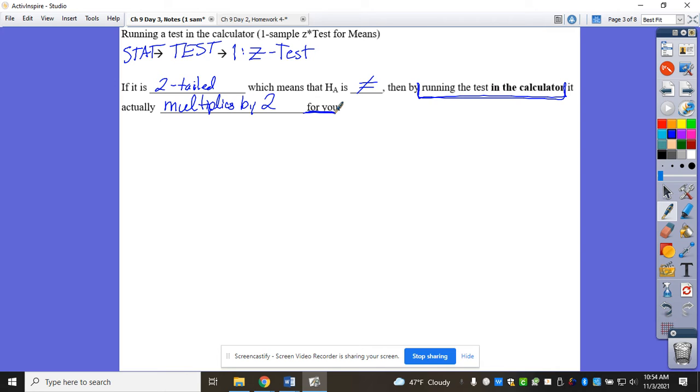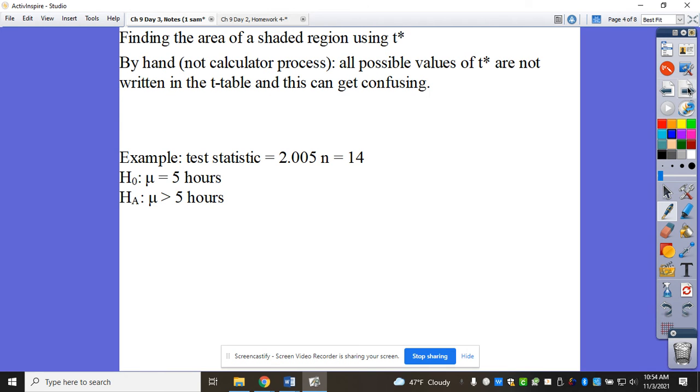Alright, so that was all stuff we did yesterday. Now, using T as opposed to Z. So first we're going to talk about doing it by hand with no calculator at all. I do not like this one. And I'm going to explain why.